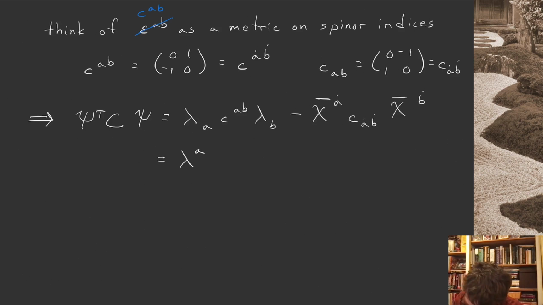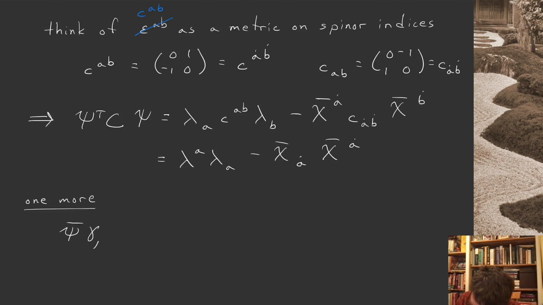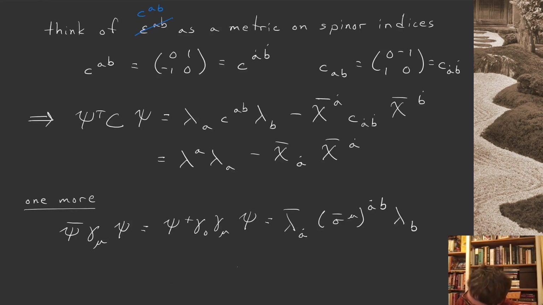We can write this as λ^A minus χ̄_Ȧ χ̄^Ȧ. Can do one more just for old time's sake. Let's look at what happens to the Lorentz vector. Could do ψ̄ γ^μ ψ, which is the same as ψ† γ^0 γ^μ ψ. And now expanding this out, I claim I can write this as λ̄_Ȧ. And now the gamma matrices get replaced with these generalized Pauli matrices. So I'm going to get a σ̄ with upper indices, σ̄^{ȦB} λ_B, and then χ^A σ^μ with lower indices, they're mixed indices, χ̄_Ḃ.